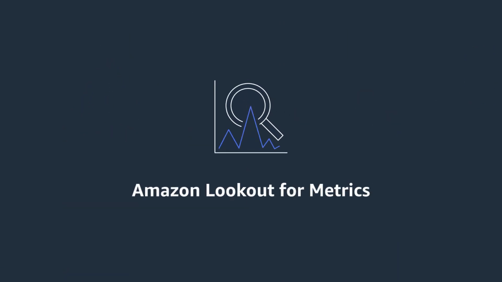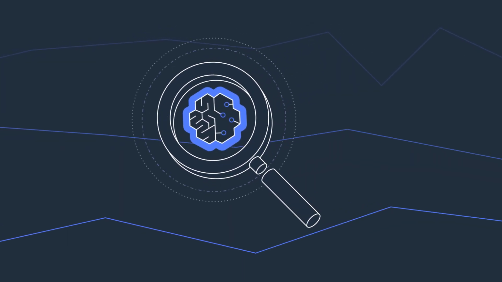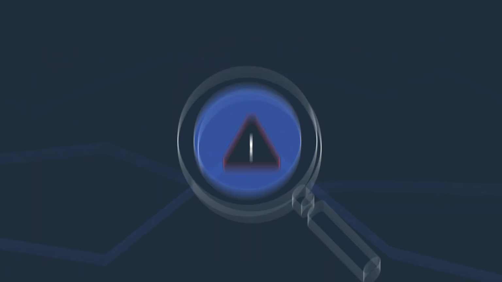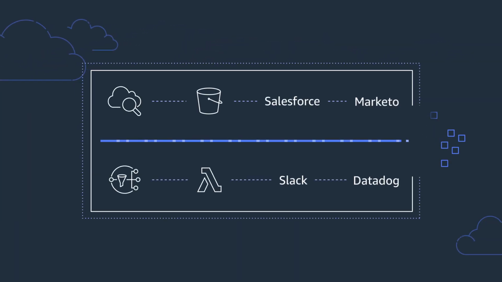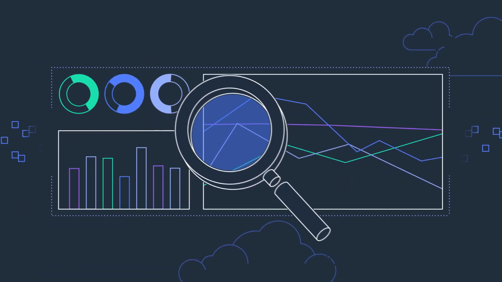Amazon Lookout for Metrics overcomes these challenges by using machine learning to automatically detect and diagnose anomalies in your data with no machine learning experience required. By connecting to popular data stores and commonly used SaaS applications, Lookout for Metrics allows you to quickly start monitoring metrics that are important to your business.